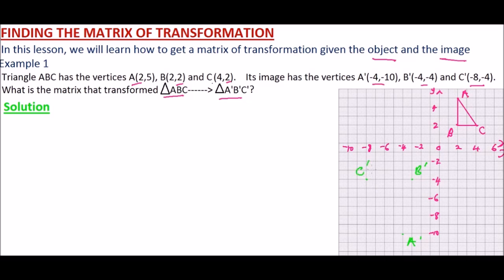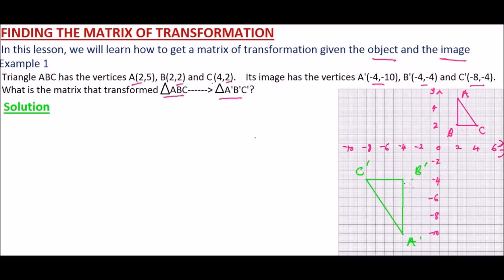And this is where we have an image of C. Then we join the 3 points to come up with a triangle, which is the image. Now this is a triangle, the image of that triangle under a certain transformation. And by observing, you can say this is an enlargement.